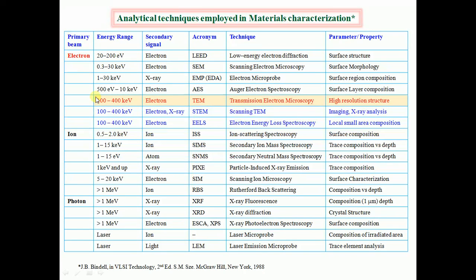But in today's techniques which I am going to explain, TEM, STM, EELS for example, the electron beam having energy 100 to 400 keV is used, and the secondary signal also is electron, transmitted electron particularly. In case of EDAX, X-rays are there. So TEM, STEM and electron energy loss spectroscopy, EELS, and in addition to this, HRTEM. So these are the topics which I am going to explain today.